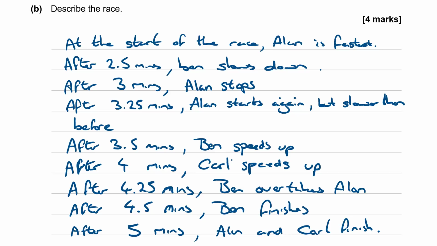So, writing all that down in the question paper, at the start of the race, Alan is fastest. After 2.5 minutes, Ben slows down. After 3 minutes, Alan stops. After 3.25 minutes, Alan starts again but slower than before. After 3.5 minutes, Ben speeds up. After 4 minutes, Carl speeds up. After 4.25 minutes, Ben overtakes Alan. After 4.5 minutes, Ben finishes. And after 5 minutes, Alan and Carl finish. So you can see I've written all those down just in chronological order, making a note of any changes along the way.